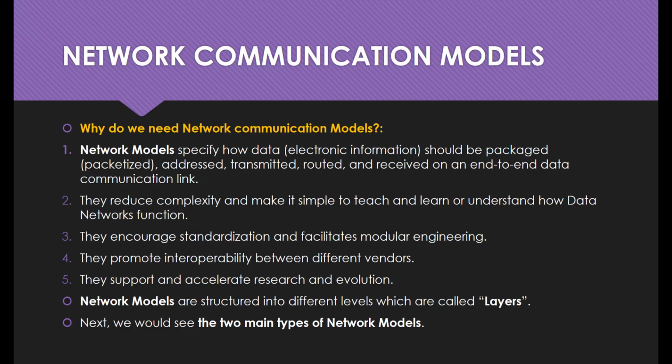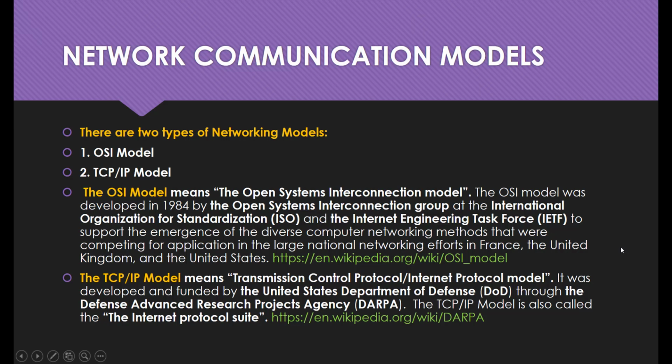So network models are structured into different levels, which are called layers. So next we are going to see the two main types of network models. So there are two types of network models. The first one is the OSI model, and the second one is the TCP/IP model. OSI model means the Open Systems Interconnection model.